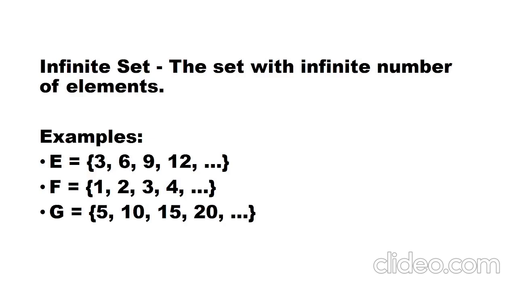Next, set F is equal to 1, 2, 3, 4, and then dot, dot, dot, or ellipsis, meaning it goes on. It's infinite also. And set G is equal to 5, 10, 15, 20, and so on. So these three sets are examples of infinite sets because we cannot possibly count the number of elements, and the cardinality is infinite.